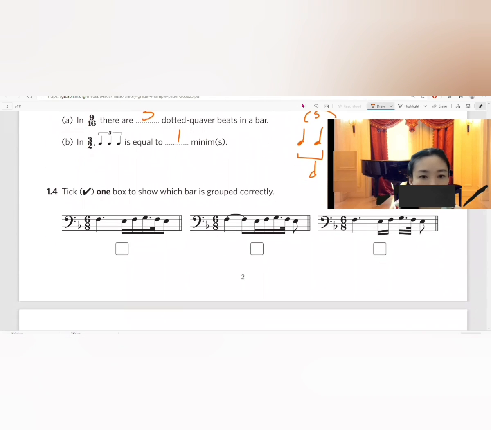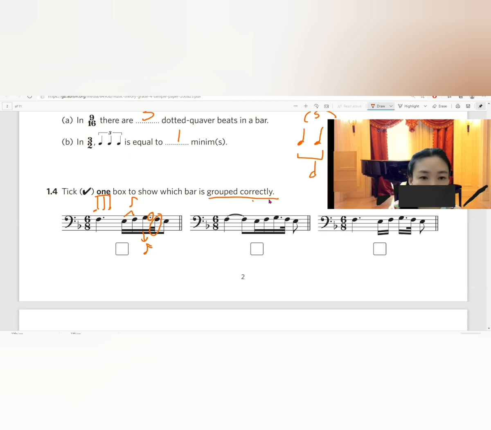Tick 1 box to show which bar is grouped correctly. So this is 6/8 time. For 6/8 time, you need to have 3 quavers per group. So over here, you have 3 quavers. This is 1 quaver, and this is a quarter note with 2 tails. Then with the dot here, we have 3 tails, plus this one also 3 tails.